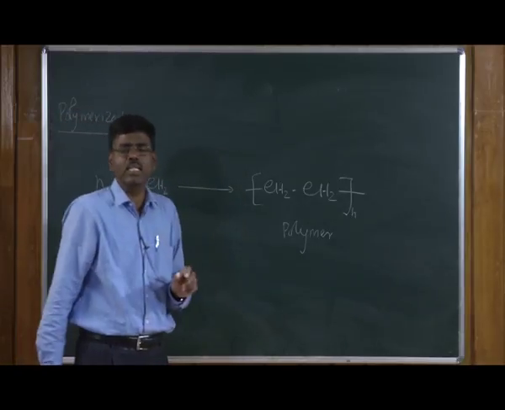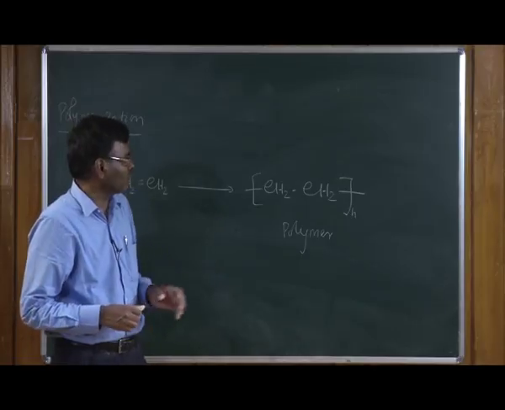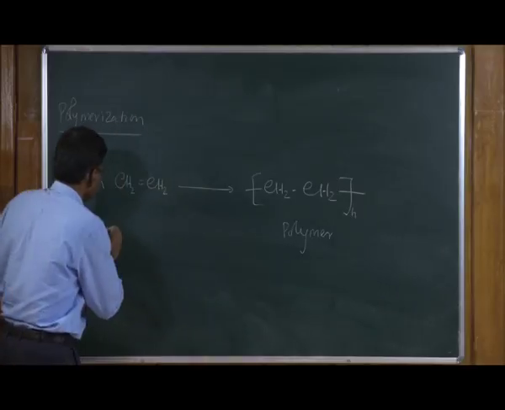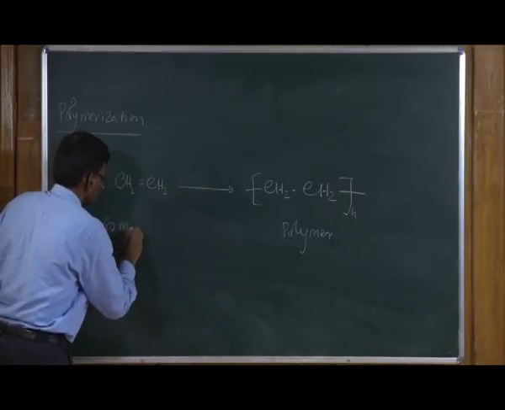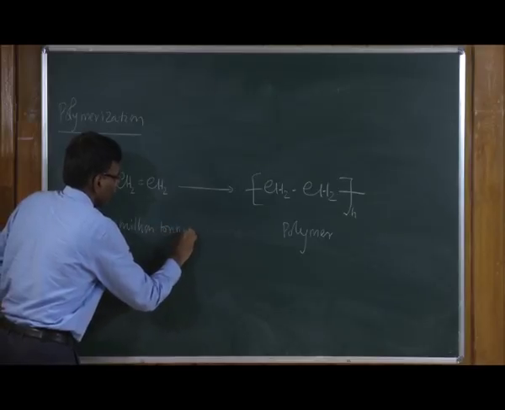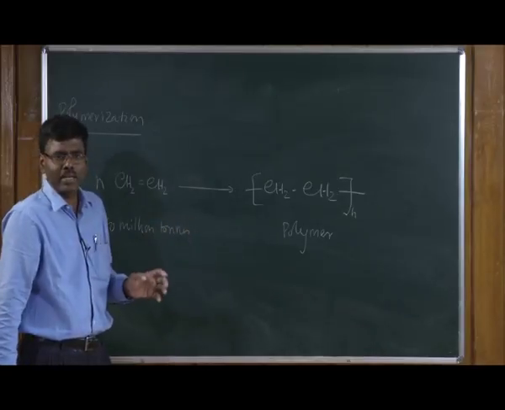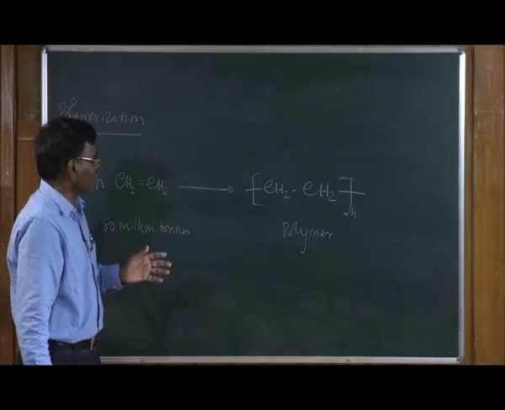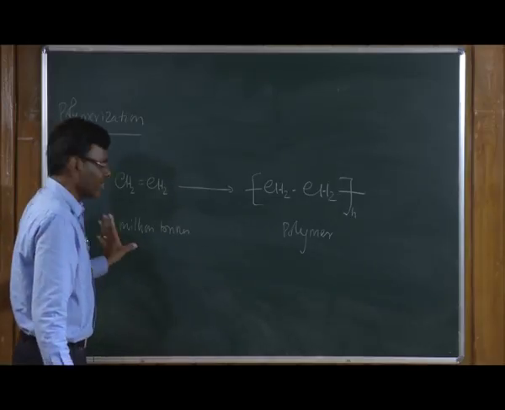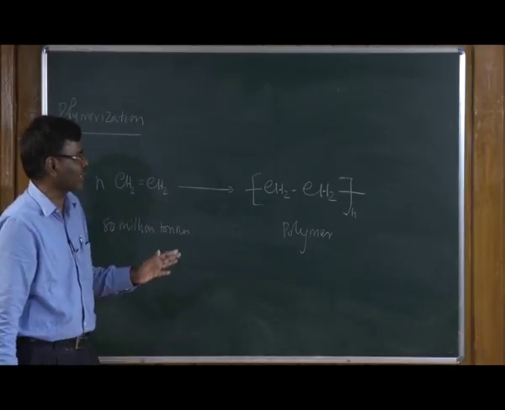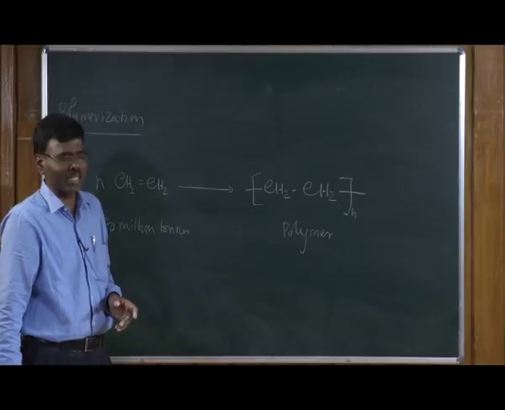And if you look at the industries, they produce about 80 million tons of polyethylene per year. Of course, it is not a biodegradable polymer, but still we use it, and yearly they produce about 80 million tons of polyethylene for various applications.